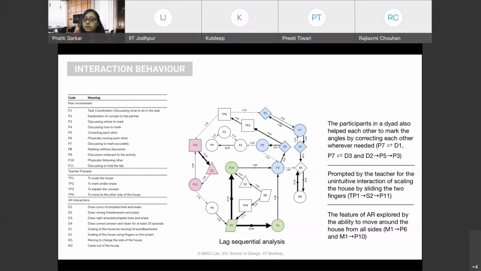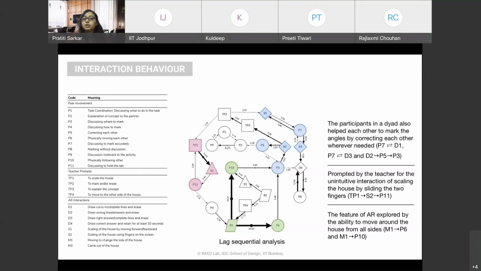And the entire sequence helped us in coming up with the final sequence of what was the most dominant sequence in using the interactions, and what was the guiding one which helped them in performing the AR activities. So the observations that we mostly came up with, that the participants, specifically in the dyads, were helping each other to mark the angles by correcting each other wherever needed.